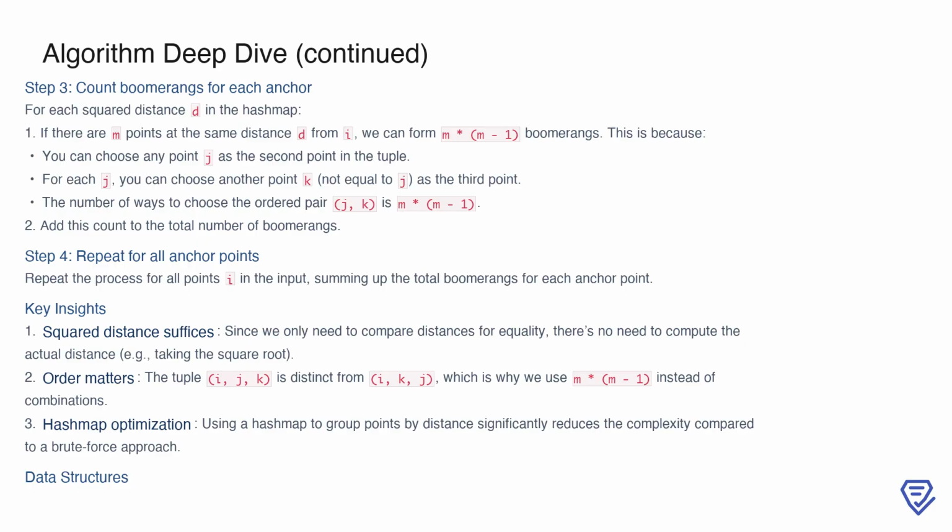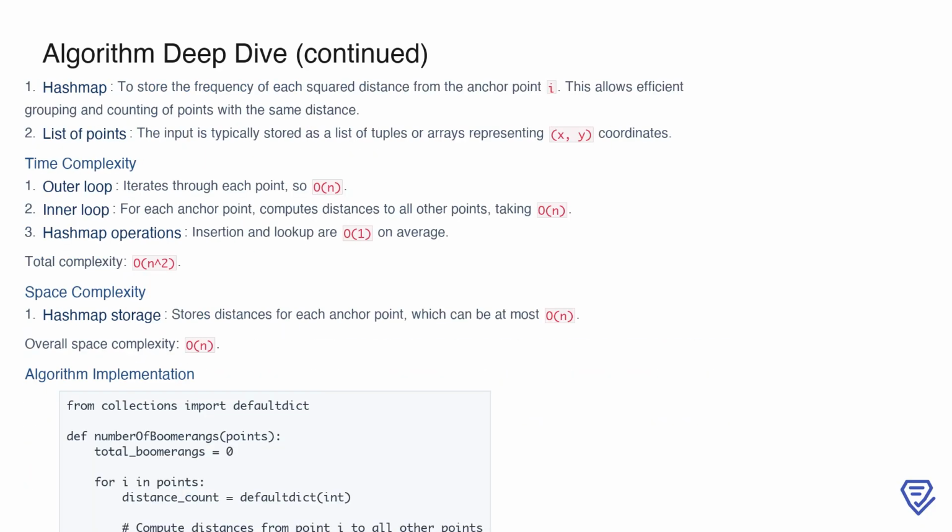Key insights here include the use of squared distances for simplicity, ensuring the order of tuples is respected, and leveraging a hash map for efficient grouping and counting. These steps significantly reduce the computational effort compared to a brute force approach, which would check all possible tuples individually. The algorithm relies on two main data structures, a hash map to store the frequency of squared distances and a list to represent the input points.